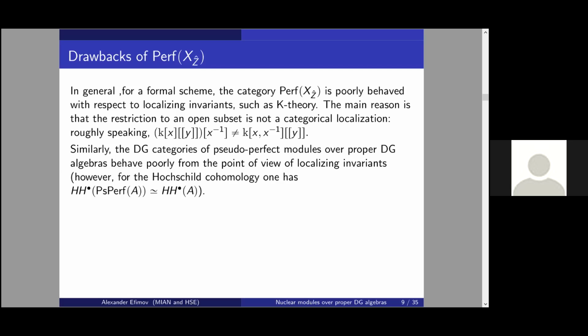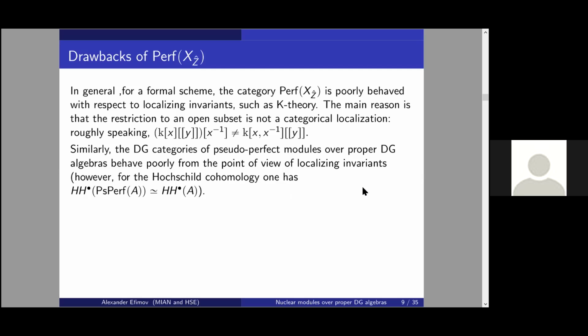Similarly, the DG categories of pseudo-perfect modules of proper DG algebras also behave poorly from the point of view of localizing invariants, for similar reasons. However, if you consider Hochschild homology, which is of course not a localizing invariant but still an invariant, then it's not hard to show that its Hochschild homology is the same as the Hochschild homology of A. In what generality? Proper over a field? No. The point is, you can take any DG algebra, and any small category which is contained in A-modules and which contains perfect complexes. This is what some people call renormalization, and in this case, you have an isomorphism in Hochschild homology.